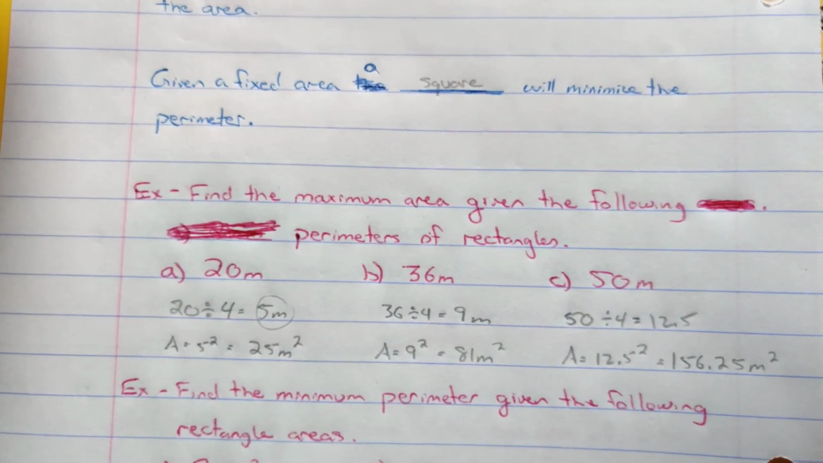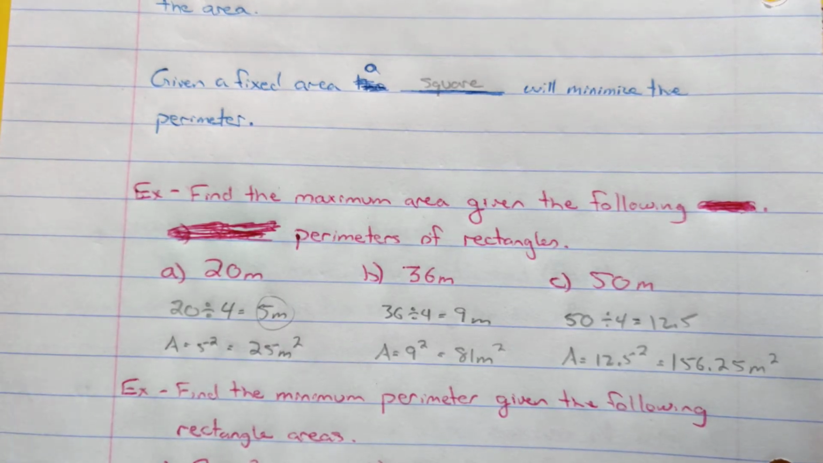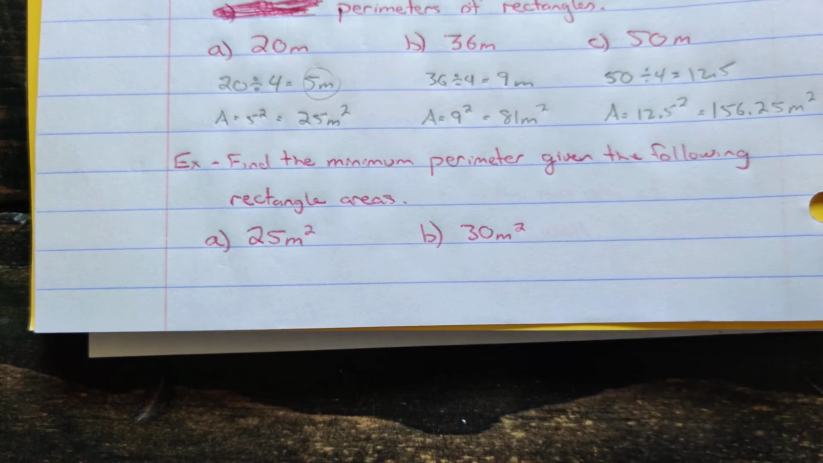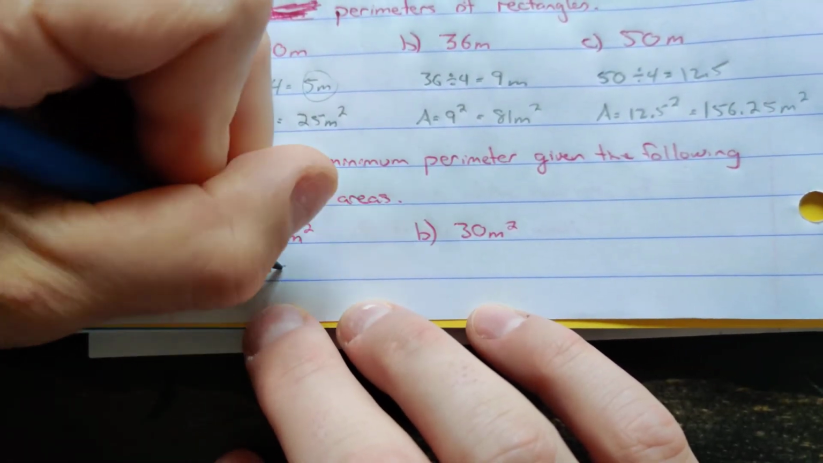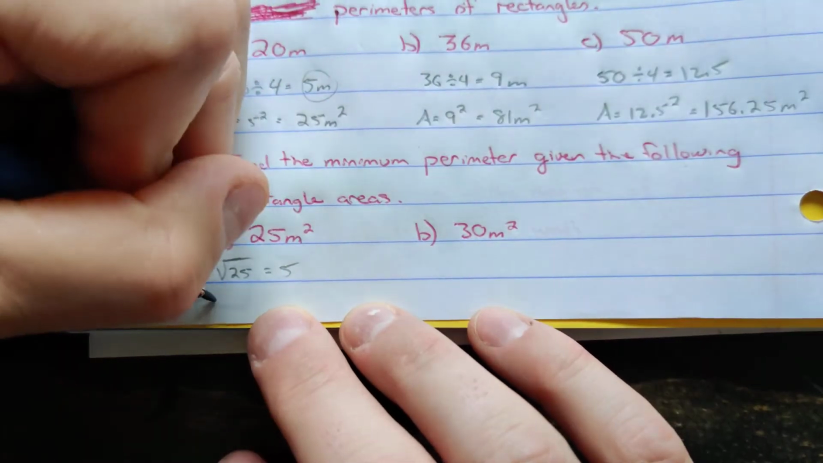So there's our areas. How do you find the maximum area given a perimeter? Divide it by 4, and that will be the side length, and then you just square that to get the area. If you're given some areas and you want to minimize the perimeter, find the minimum perimeter. So here we have an area of 25. What would the side length be? Well, the area is something squared, so to reverse a square, we do the square root. The square root of 25 is equal to 5. So the side length is 5.